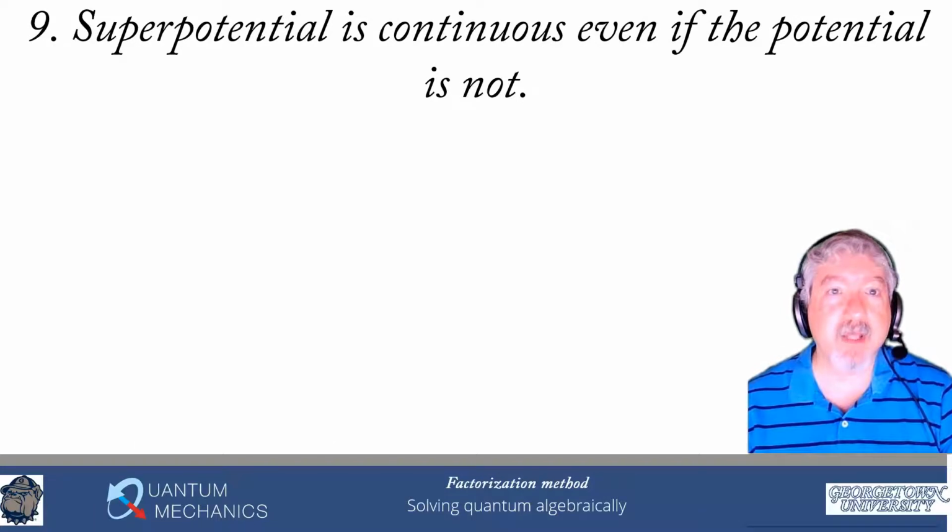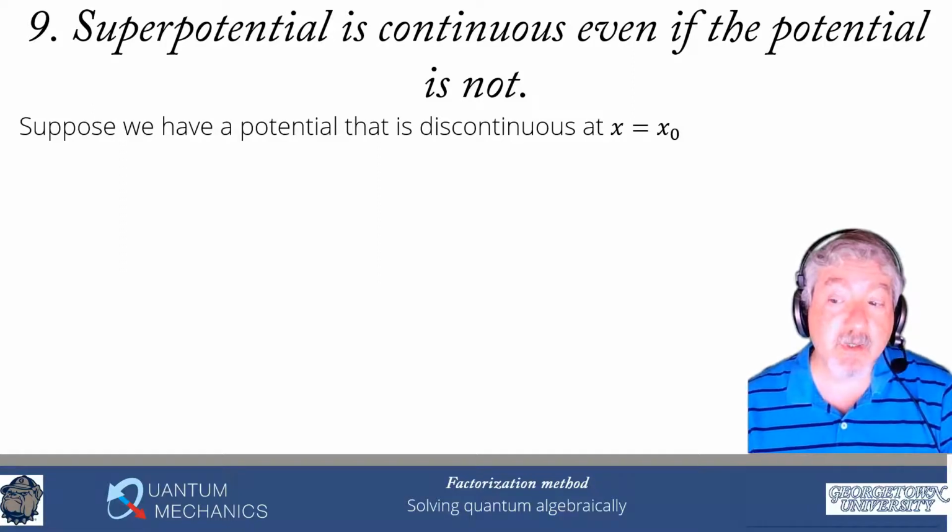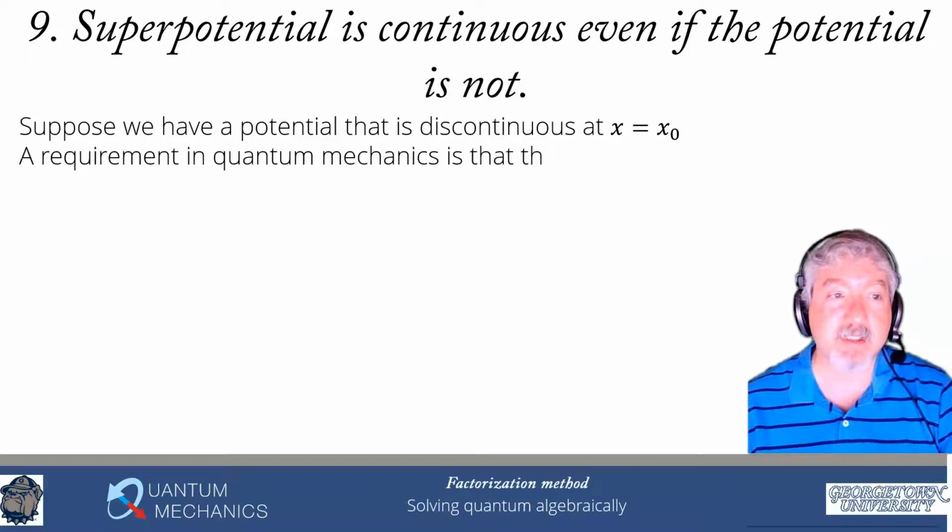All right, we're on to our ninth point. This says that the superpotential is continuous even if the potential is not continuous. There's a whole set of problems we haven't gotten to yet that are called particle in a box problems, particularly particles in finite square wells. And those are potentials that are discontinuous. And so suppose that we just happen to have a potential that is discontinuous at some point x equals x0.